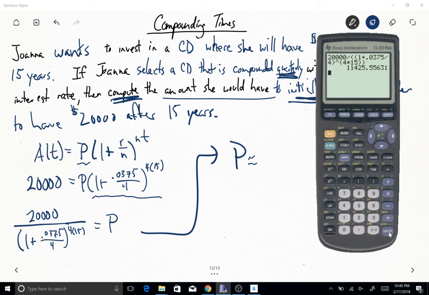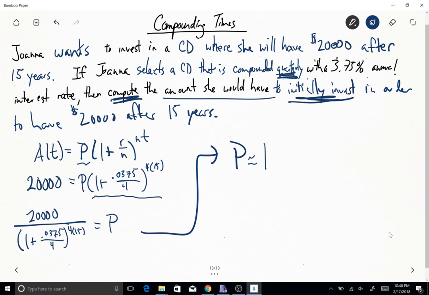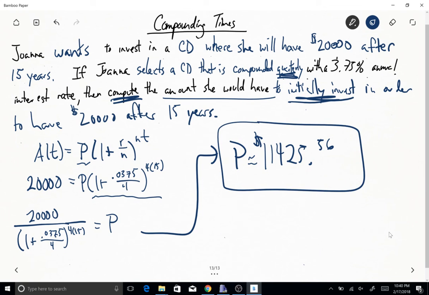Okay, so I hit enter, and notice there's our initial amount, $11,425.56. And that's all that we had to invest initially. So that's how you go about it. All of them pretty much follow the same routine. I could do something where I said how long would it take for Joanna's investment to double and things like that. That's also another variation of this stuff. But hopefully that makes sense with all these.